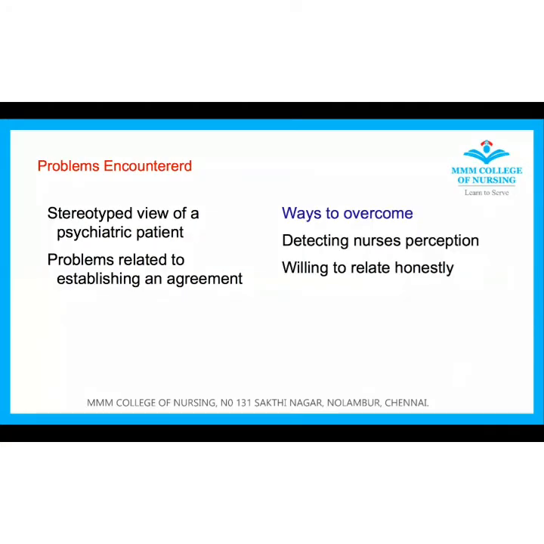Some of the problems encountered during this phase are the manner in which the nurse and the patient perceive each other. And most often, the nurse's stereotype view of a psychiatric patient. The other problem includes problem related to establishing an agreement, that is, a mutual understanding and agreement to work together.